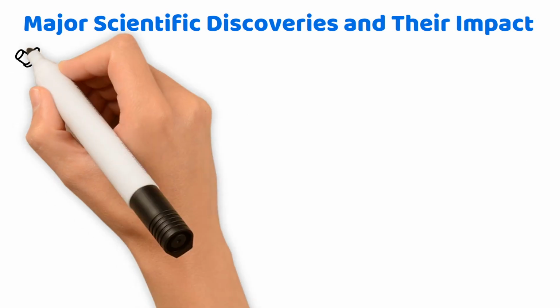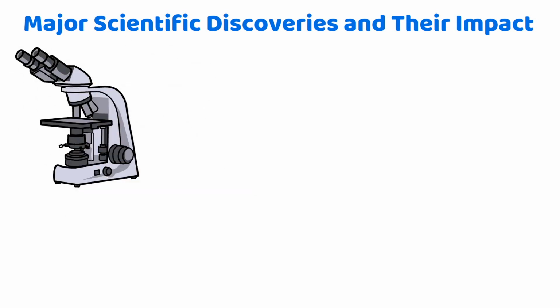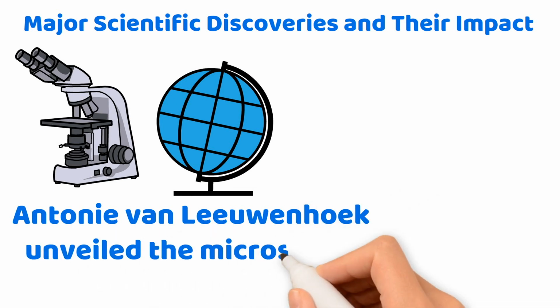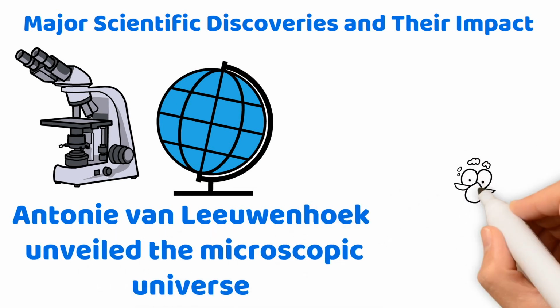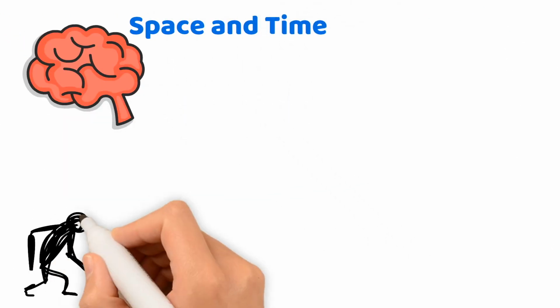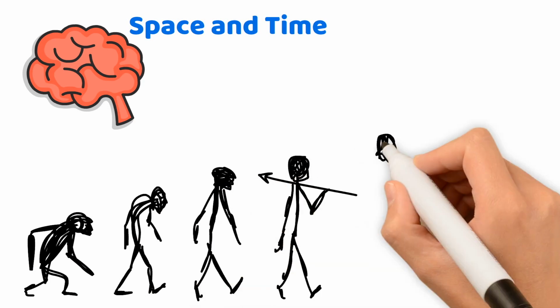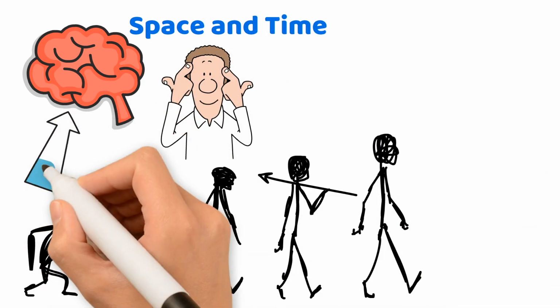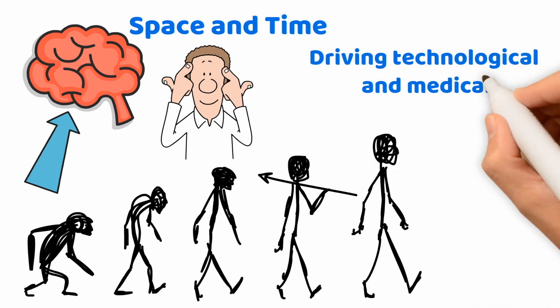Major scientific discoveries and their impact. From the microscopic to the cosmic, scientific discoveries have reshaped our world. Antony van Leeuwenhoek unveiled the microscopic universe, while Newton's laws framed classical mechanics. Einstein's relativity redefined our understanding of space and time, and Darwin's theory of evolution explained the diversity of life. Each discovery not only advanced knowledge, but also had profound societal impacts, driving technological and medical advancements.